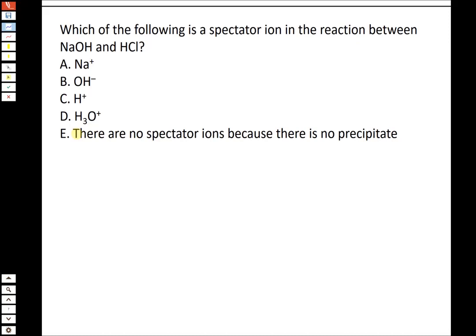So we want to know which of the following is a spectator ion in the reaction between NaOH and HCl. So first let's write out the overall chemical reaction. We're going to have to split it up into ions and things to find out spectator ions. But the overall reaction, it's an acid and a base. HCl is the acid, NaOH is the base. So if we react those with each other, remember that the outcome of an acid and base reaction always is going to look very similar. You're going to have water forming from H plus and OH minus. So that's one of our products.